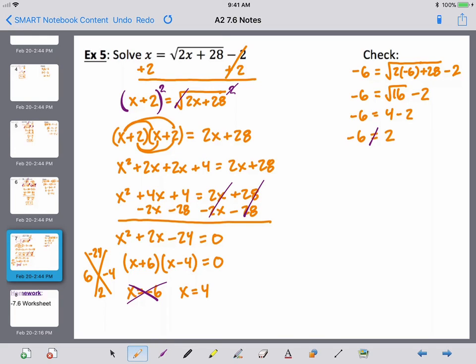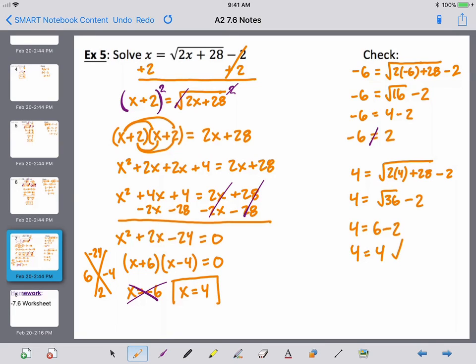Okay, let's go ahead and check 4. If we plug in 4 for x in that original equation up top, let's see if that works out. In the radical, we have 2 times 4 plus 28, so that's 8 plus 28. It's going to simplify to the square root of 36. So we end up with 4 equals the square root of 36 minus 2. The square root of 36 is 6, and that works out because 6 minus 2 is in fact 4. So the only solution that really works is x equals 4.